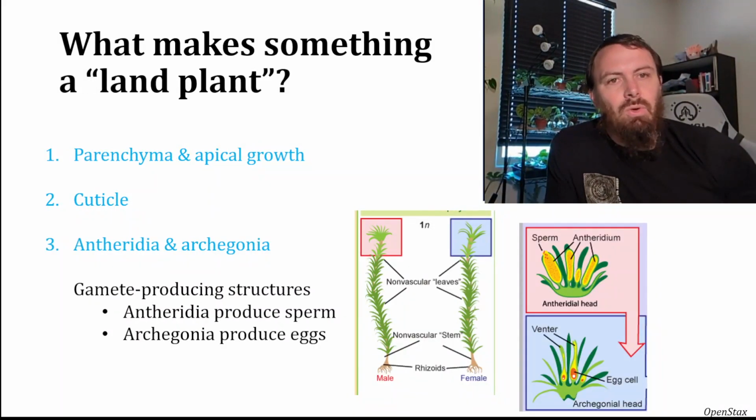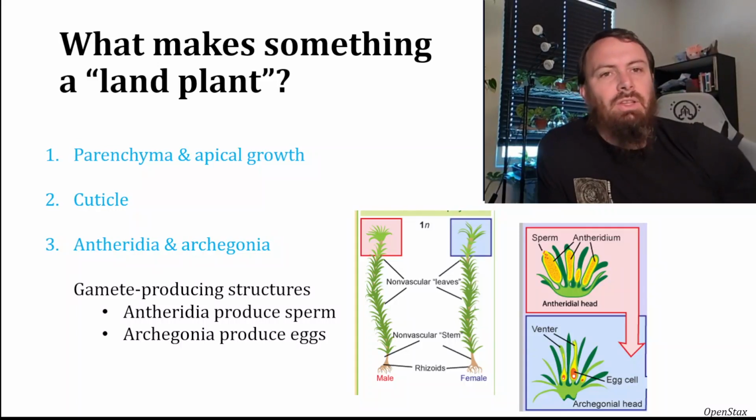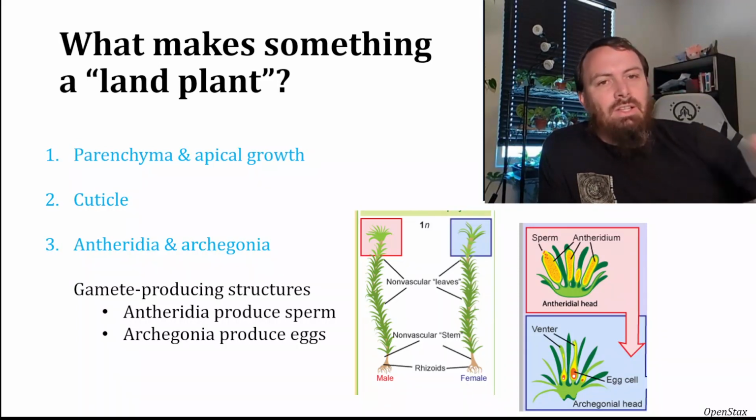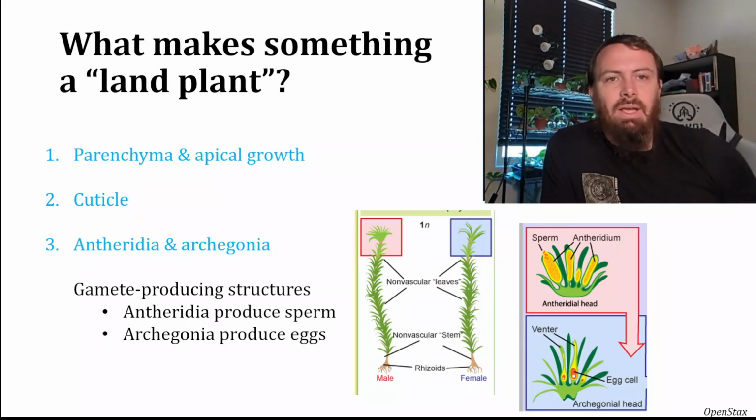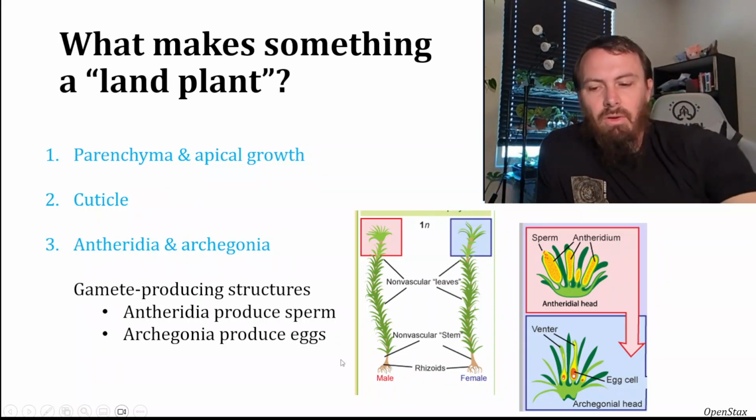Now, there's also antheridia and archegonia. These traits are lost in the flowering plants. They've evolved different adaptations, but their ancestors did have these. Antheridia and archegonia are the structures that produce the gametes, the egg and the sperm. In the males, the male has antheridia, which is going to produce the sperm.